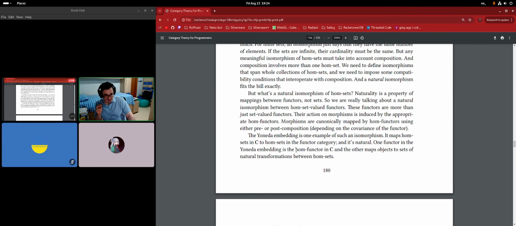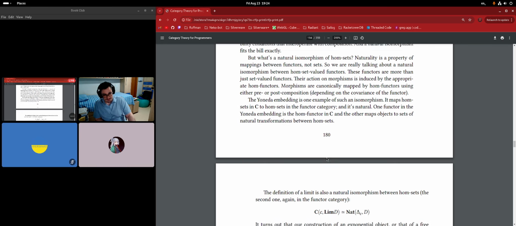Okay, so one is the home functor in C. We know this already because that's what the home functor does. And the other maps objects to sets of natural transformations between home sets. Objects to sets of natural transformations. Well, yeah, that must be the case, right? Because the home set of a functor category is sets of natural transformations. Yeah, cool. It is. Okay.